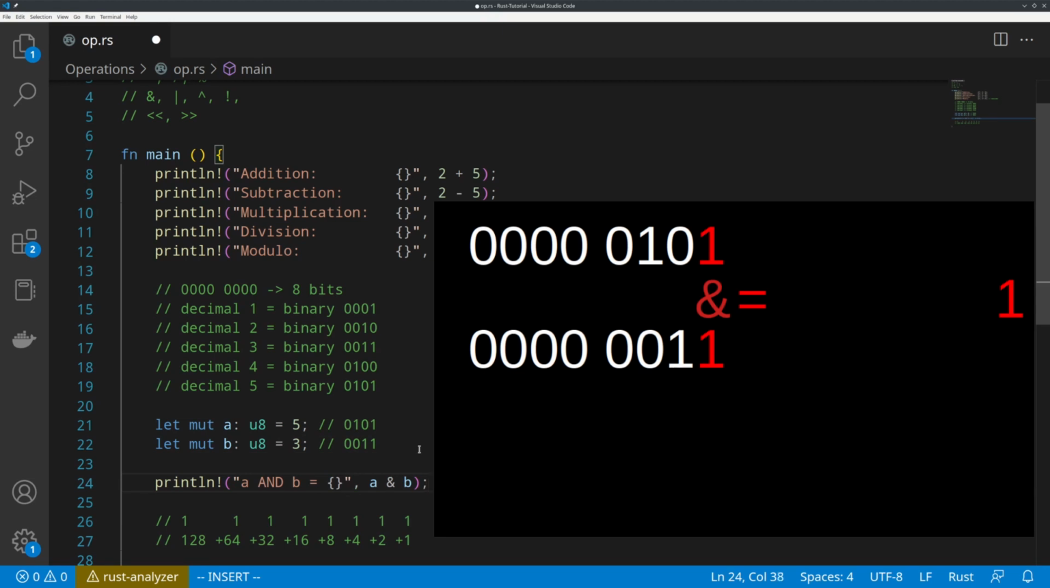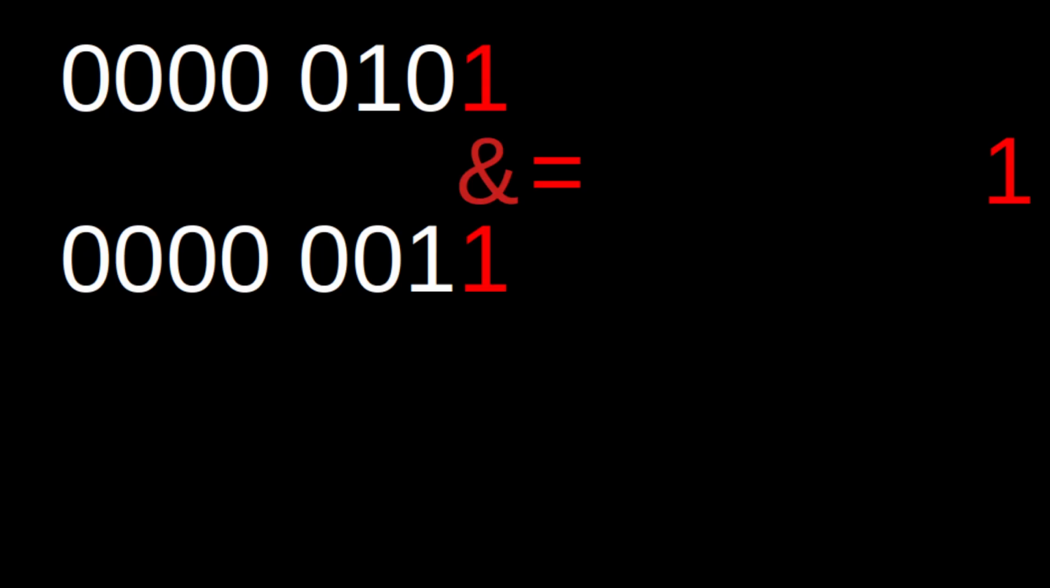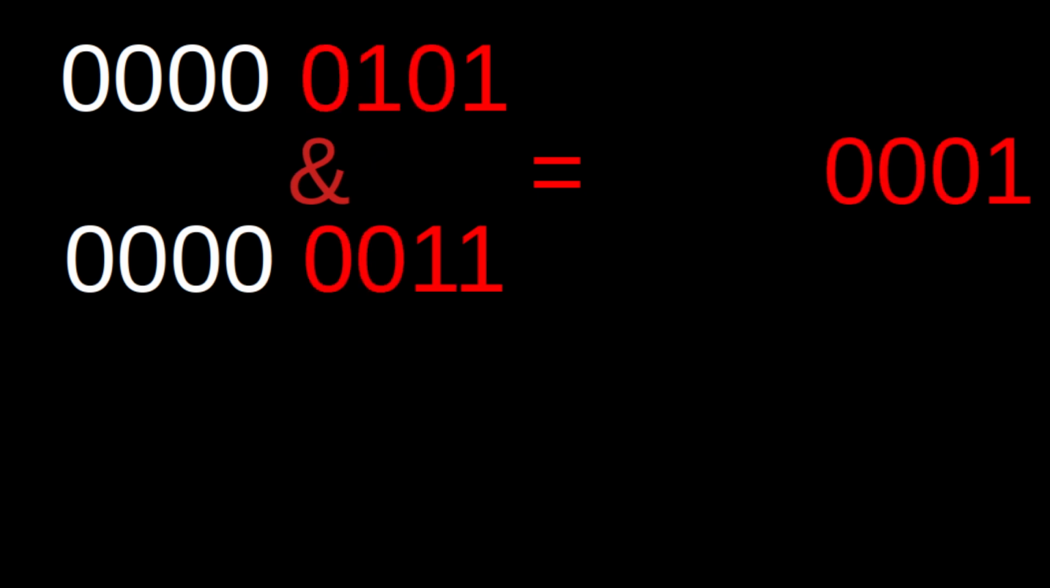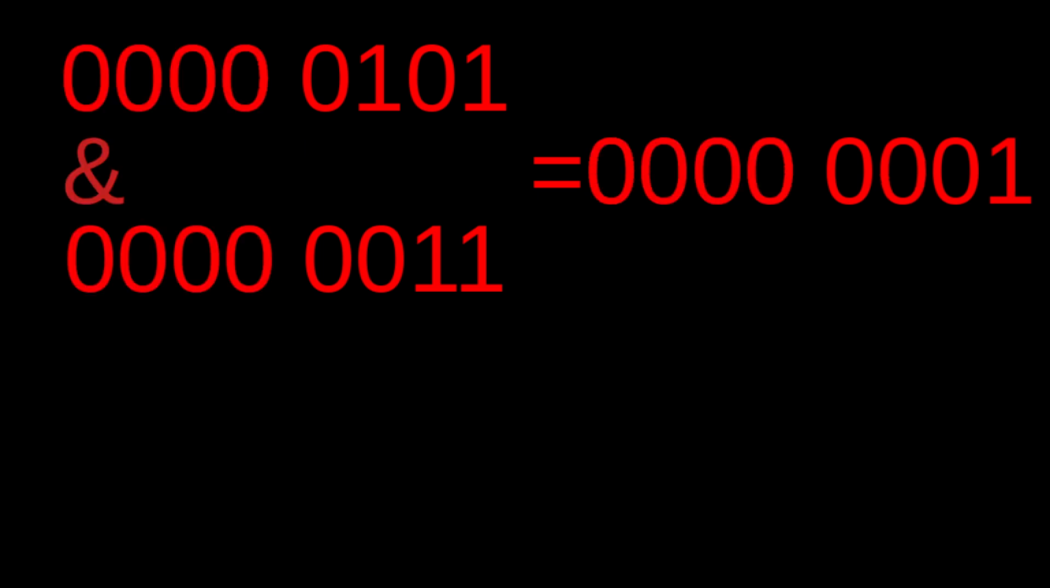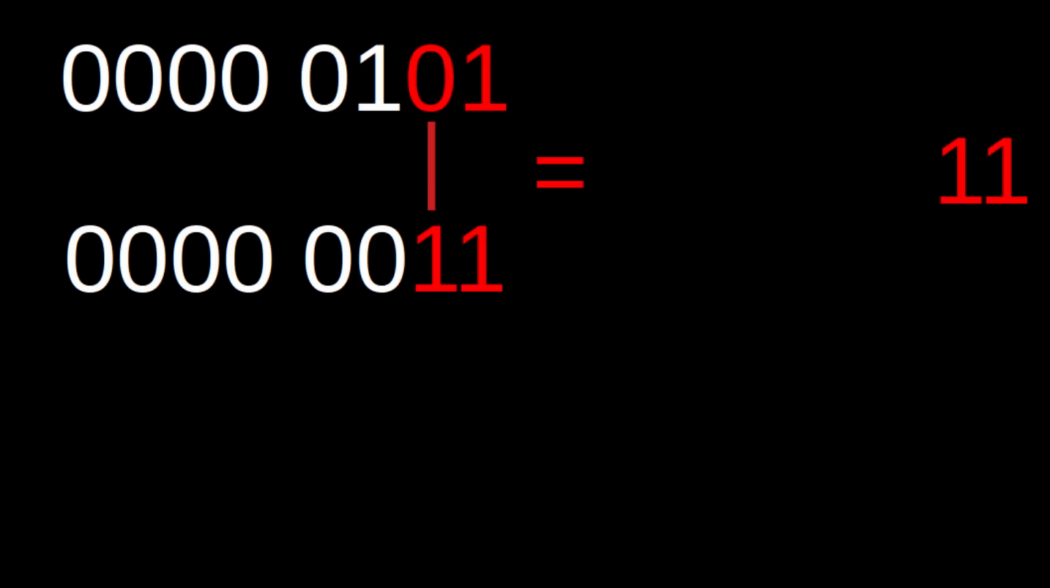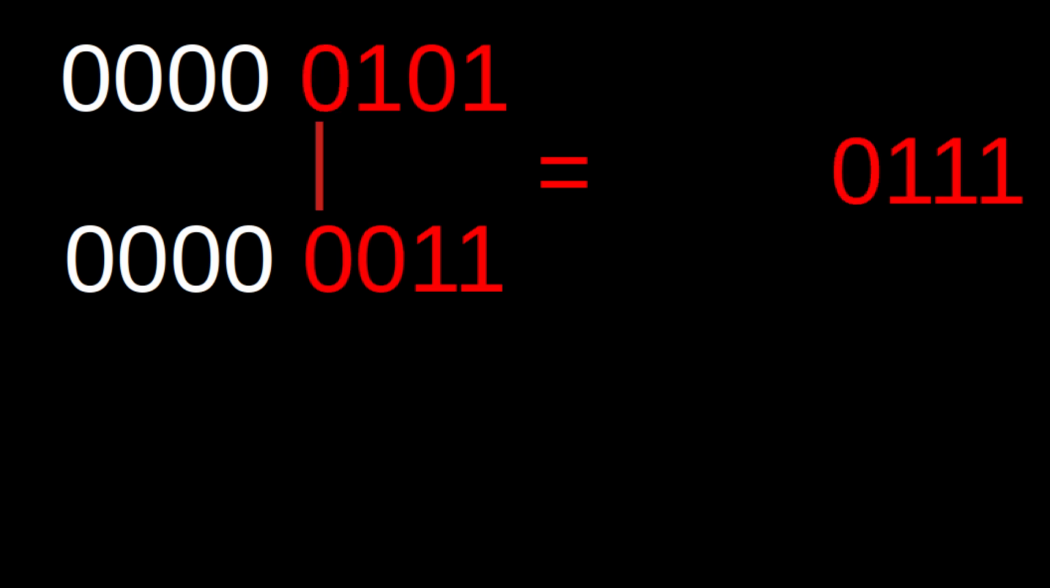With the AND operation, the resulting bit is only 1 when both of the inputs are also 1. So here, 1 and 1 are both 1, so the result is 1. Whereas for the rest of them, since at least one of the bits is 0, we get a 0 as a result. With the OR operation, the resulting bit is 1 when either of the input bits is 1. So you see here that in any case that we have a 1, we get a 1 as a result.